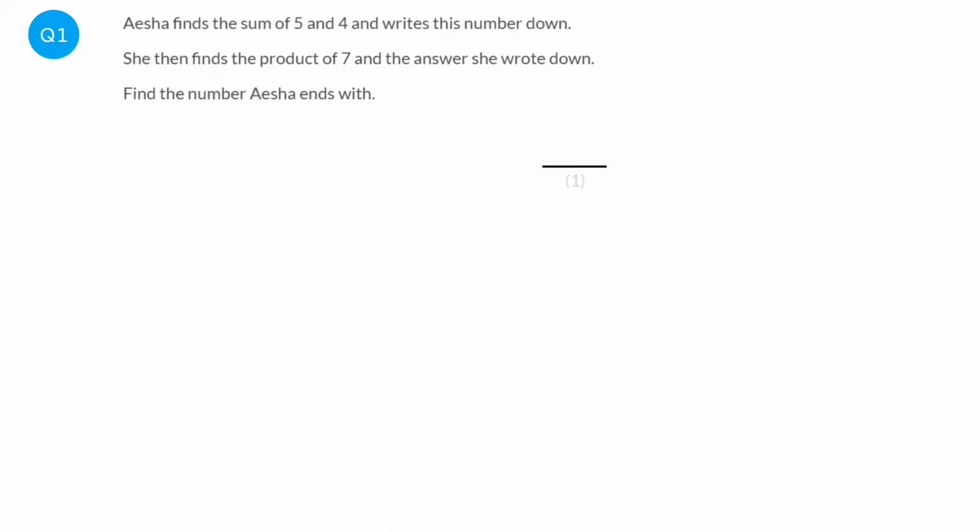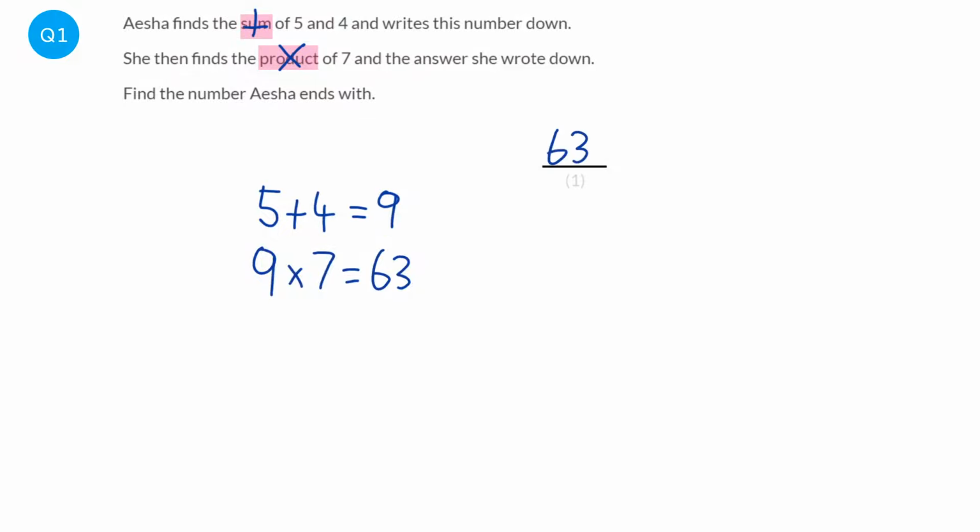For this question, it's really important that we understand what the words sum and product mean. Sum just means add, and product just means times. So we're going to start by adding the 5 and the 4, which equals 9. Then we're going to find the product of 9 and 7, so we multiply them together. 9 times 7 is 63. So our answer is 63.